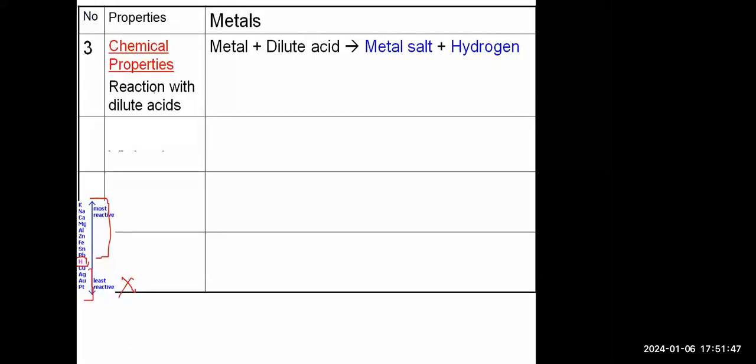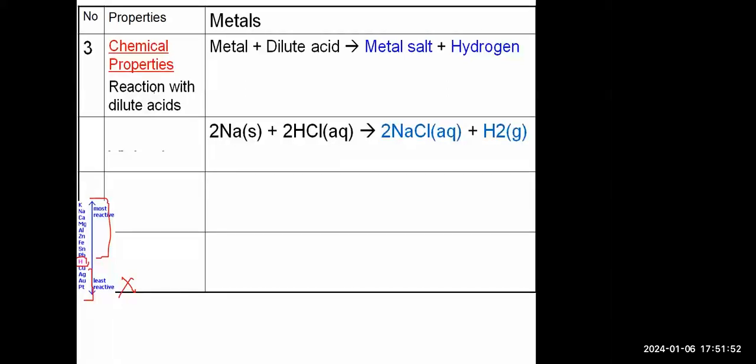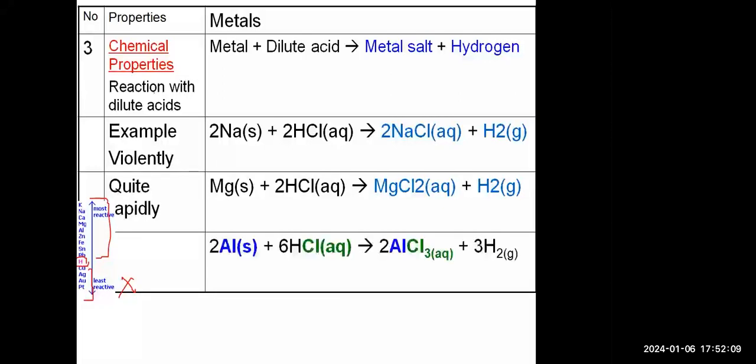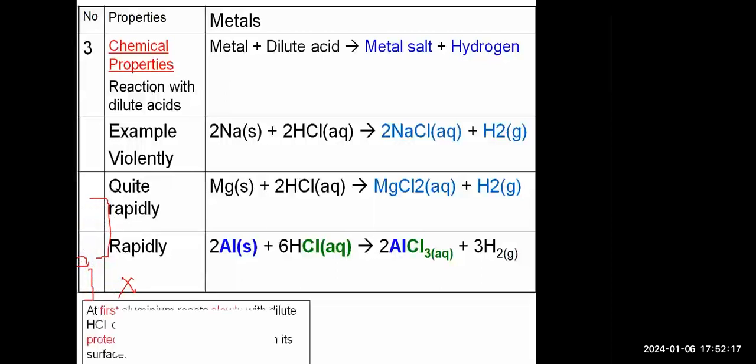So metal and acid will give you salt and hydrogen. Some examples are there in front of you. Sodium reacting with hydrochloric acid to give sodium chloride and hydrogen. The reaction is violent. Again, magnesium does the same thing. It reacts with acid to give salt, magnesium chloride, and hydrogen. Aluminium produces aluminium chloride and hydrogen. This is a rapid reaction.